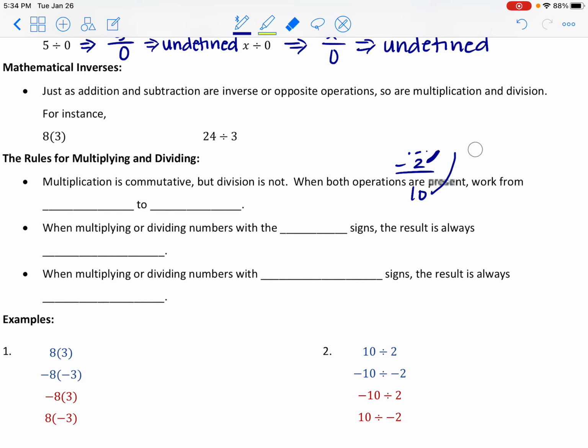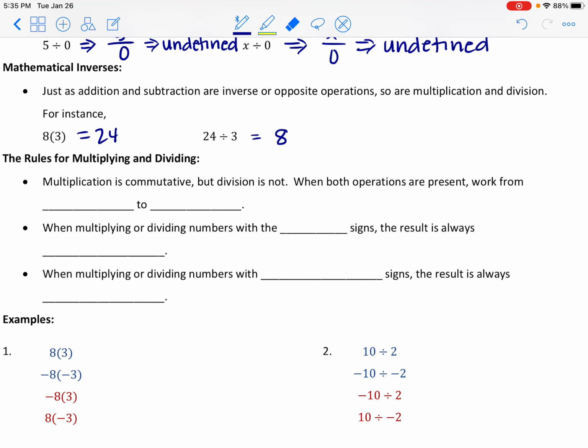The same would be true for multiplication and division. They are opposites. So for instance, if I take 8 and I multiply it by 3, I end up with 24. If I take my 24 and then divide it by 3, then it takes me back to 8. So multiplying by 3 here and then dividing by 3 here, those two operations take me back to the number I started with because those two operations are opposites.